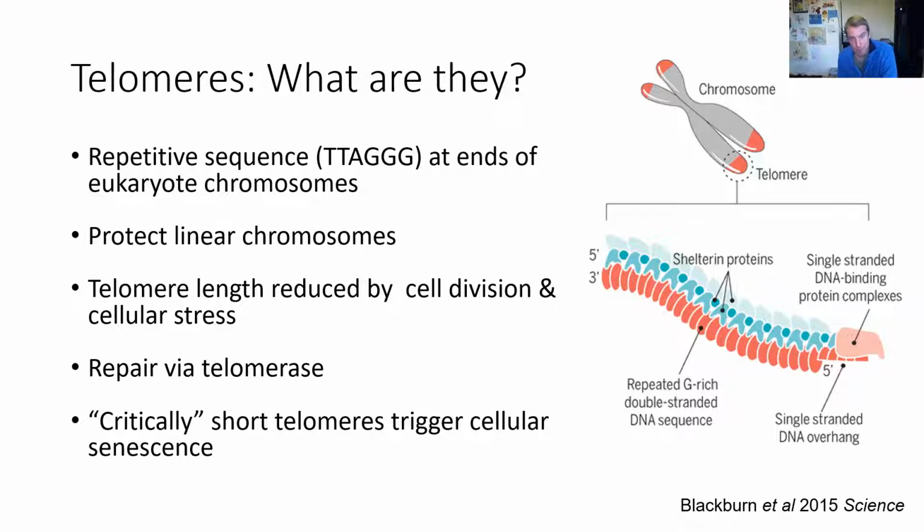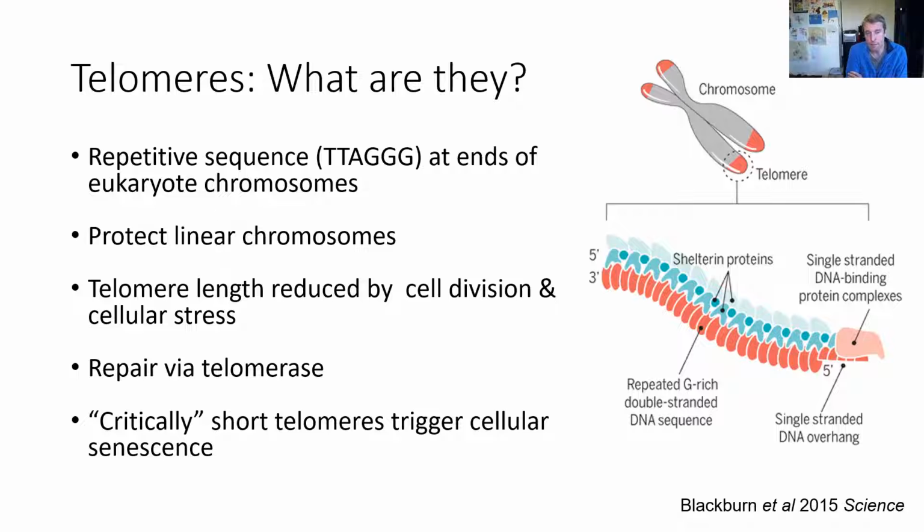So very crudely, what are telomeres? They are repetitive sequences, usually of this TTAGGG motif, that sit at the end of the chromosomes of most eukaryote species. They have a very important role in protecting linear chromosomes. They are thought to have a very important role in maintaining genomic integrity and stability.